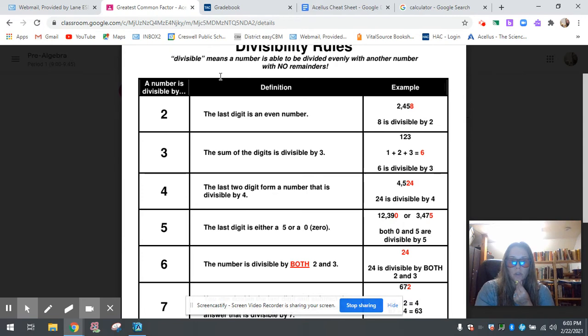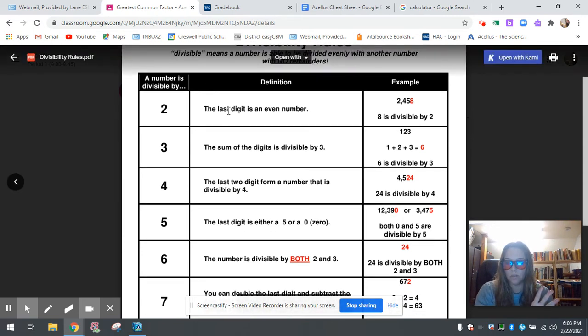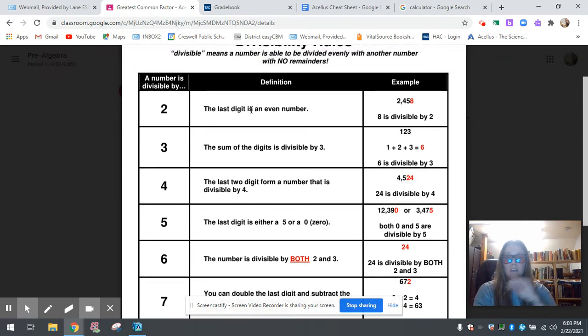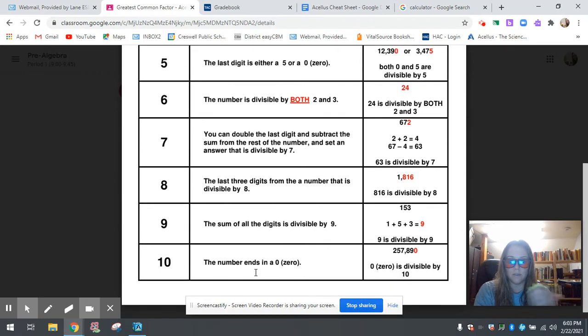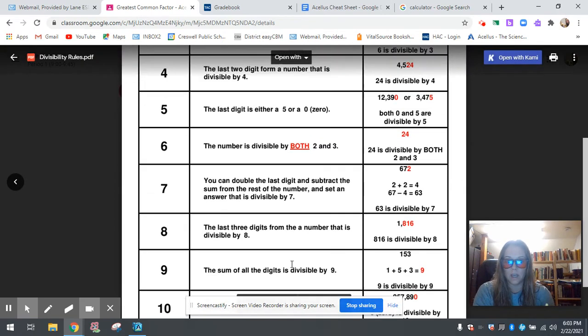easier. So I always start with 2 if it's an even number. If the number ends in 0, 2, 4, 6, or 8, you can divide it by 2. If it's not an even number, then I go to see if it ends in 0 or 5, in which case it's divisible by 5. Or I check if it ends in 0, it's divisible by 10.